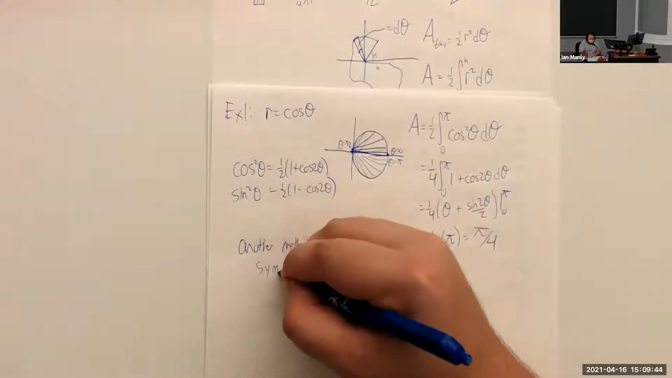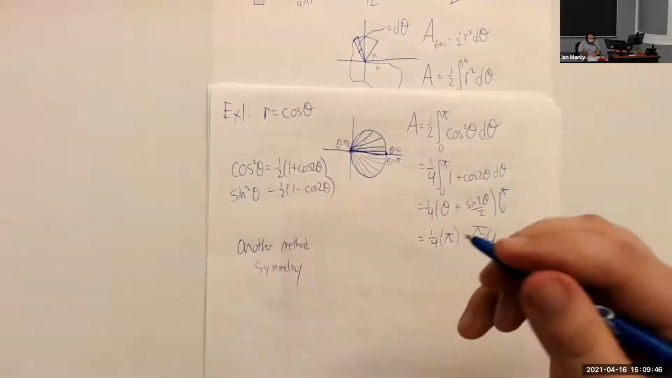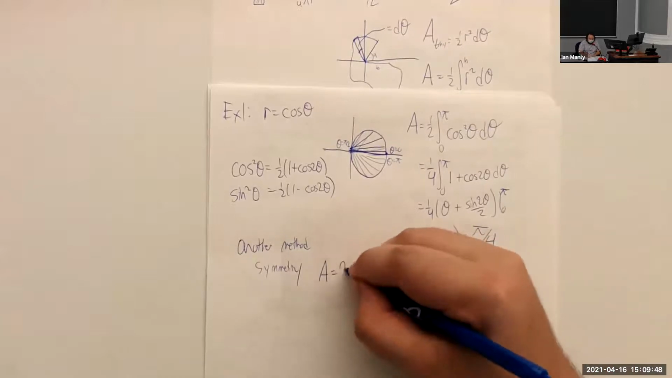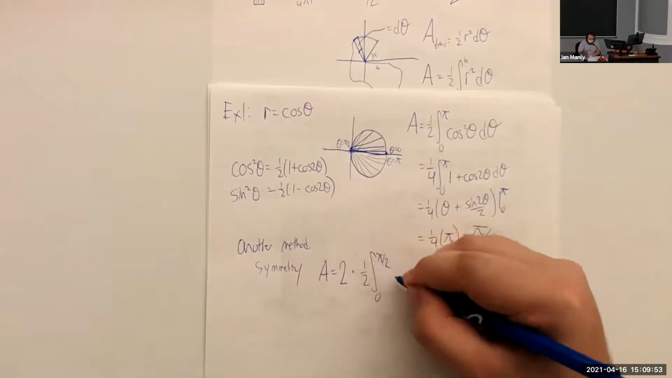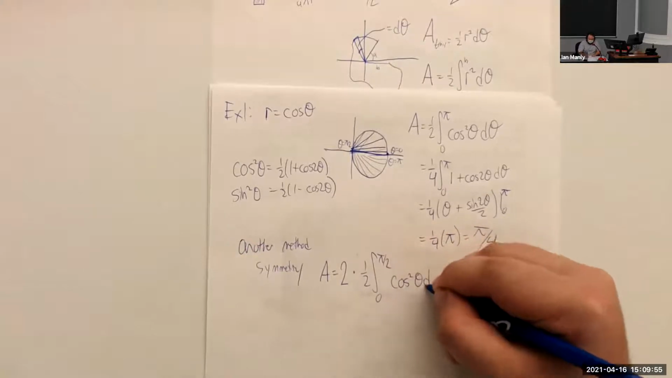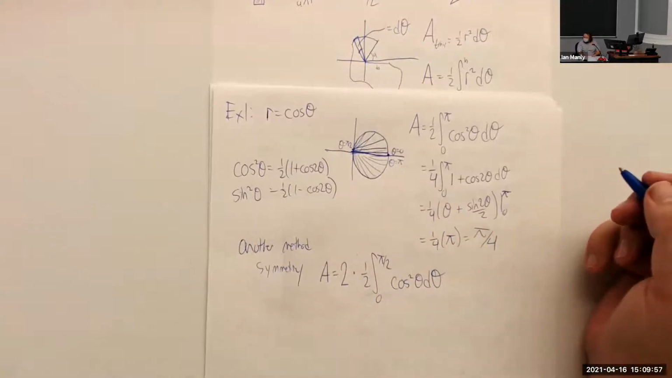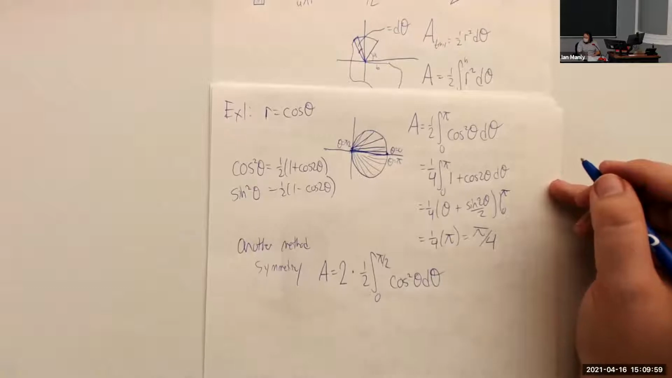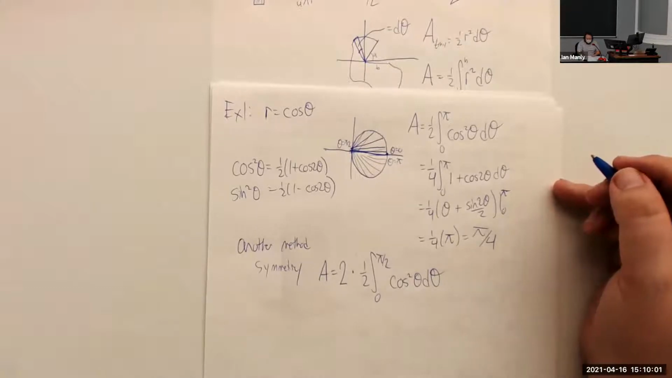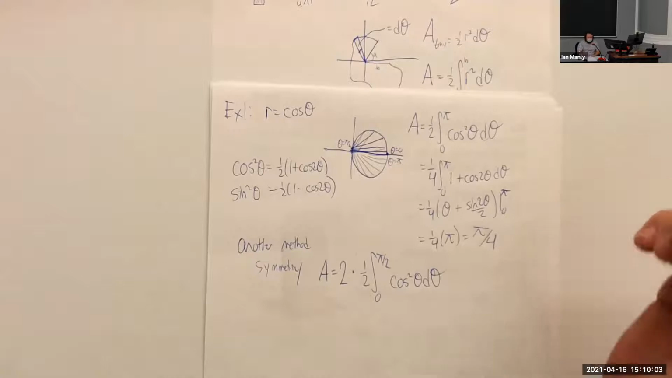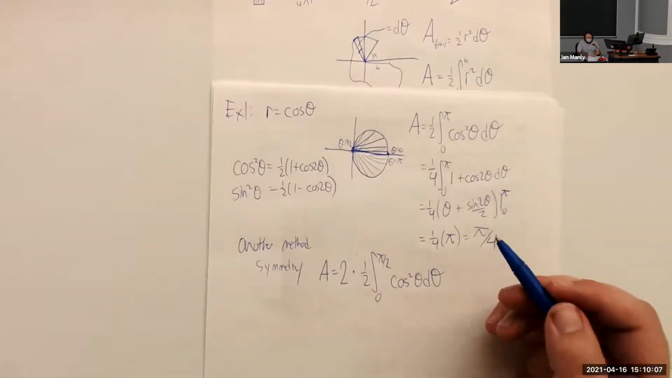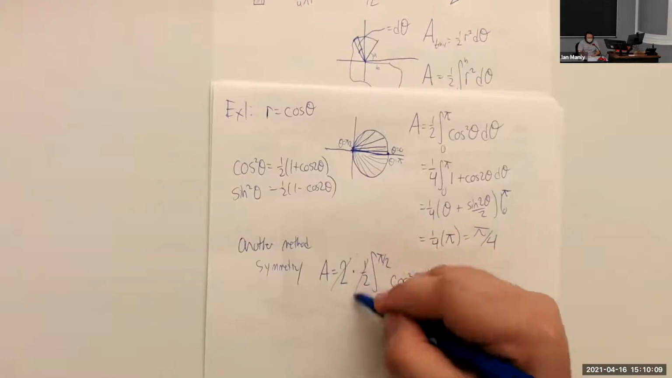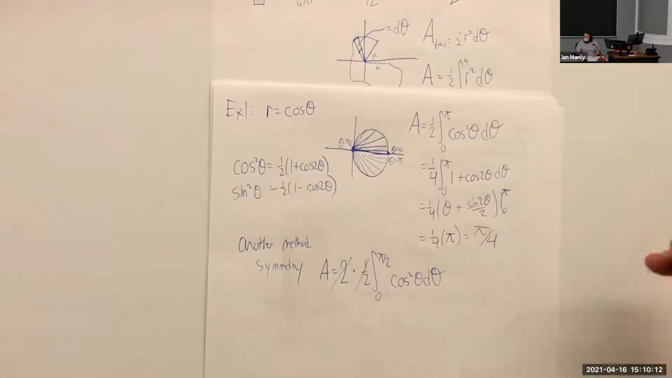So our area will be 2 times the area from 0 to pi over 2 of cosine squared of theta d theta. Now, a nice thing about using symmetry is that you often multiply by 2 or 4 or some multiple of 2, right? And that ends up canceling with your half there. So you don't need to worry about your half right here.